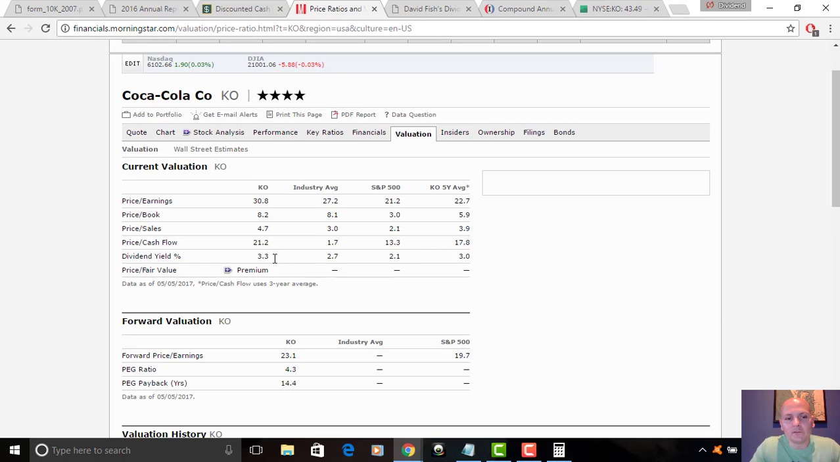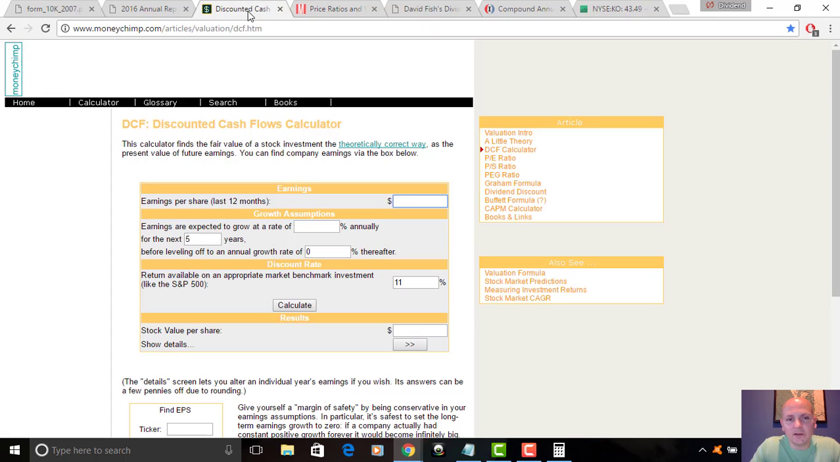So, sure, yeah, the yield's higher, but the payout ratio has been deteriorating, and future dividend growth is now sacrificed a little bit for that. So, not terribly good numbers on the valuation front. But I use a dividend discount model analysis.